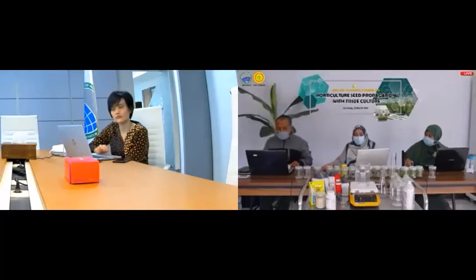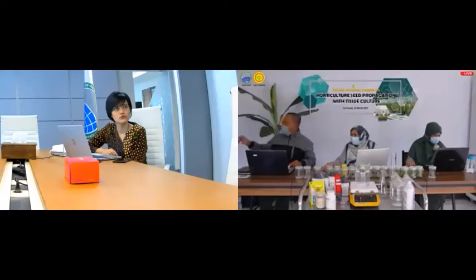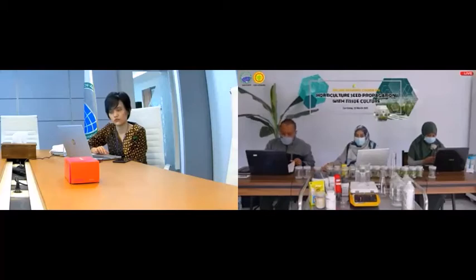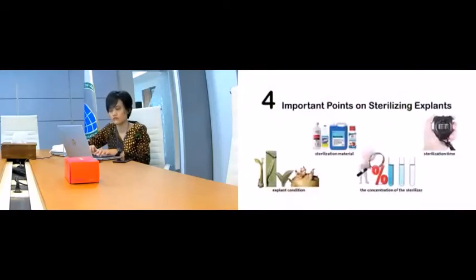Yes, but there is a different method, especially for the sterilization method. You can see it in slide 7. For example, you must consider four important points in sterilization of the explant.